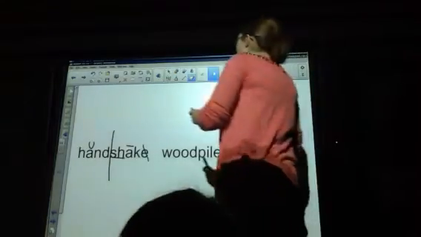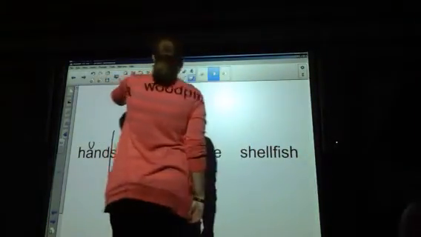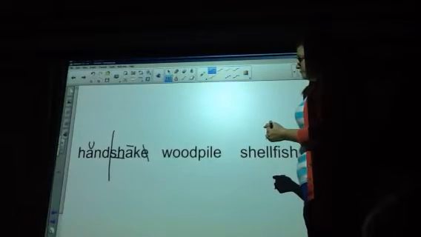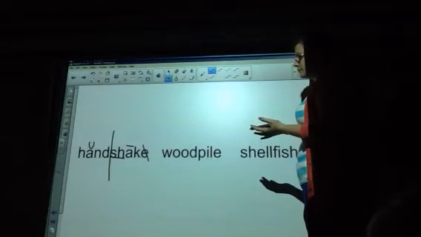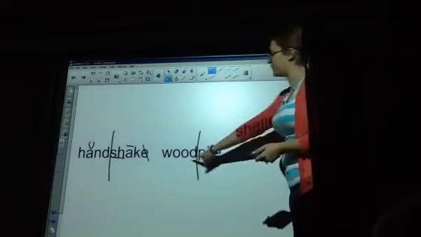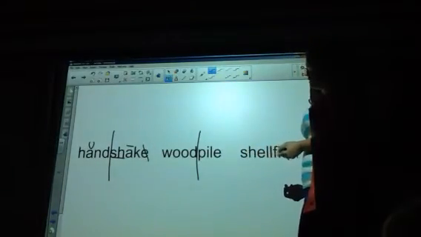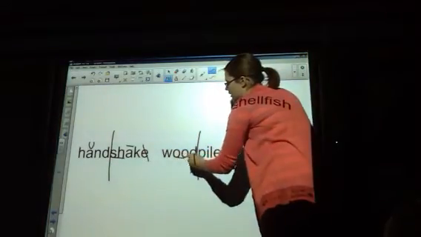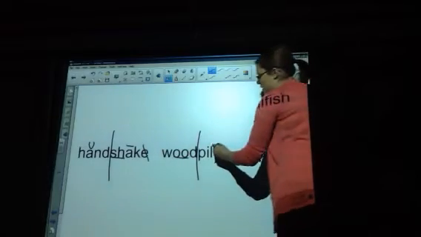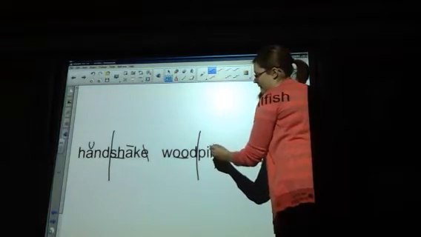There we go. All right, so for the second one, where am I going to divide it? Woodpile. Between wood and pile. Okay, what do I do for the first word? Underline O and mark out the E. What do I do for the second word? Mark out the E and put a macron over the I.